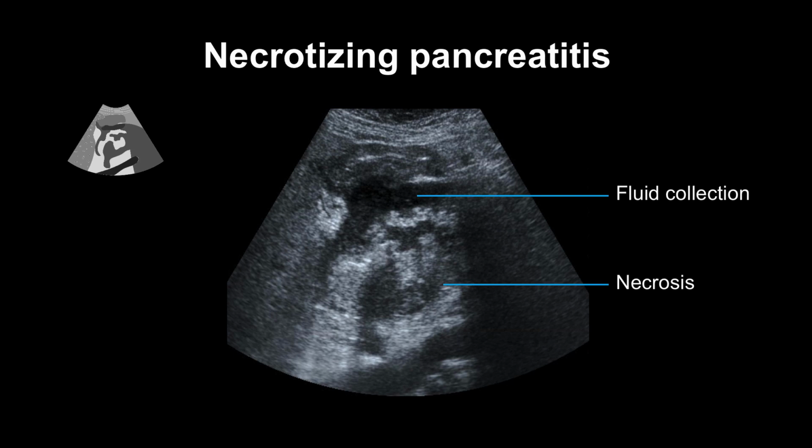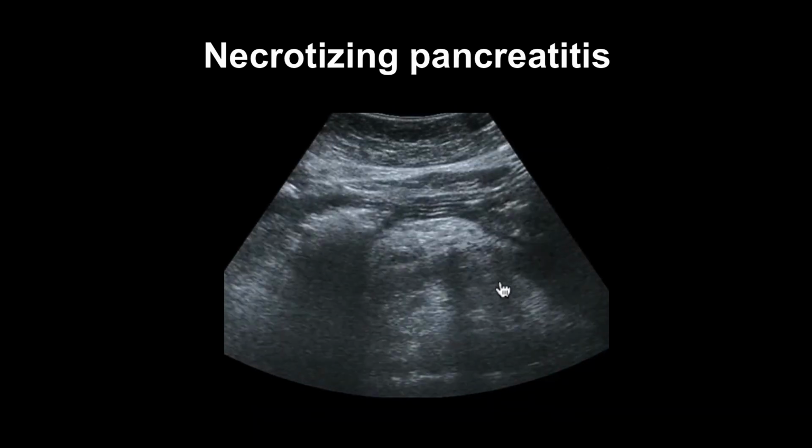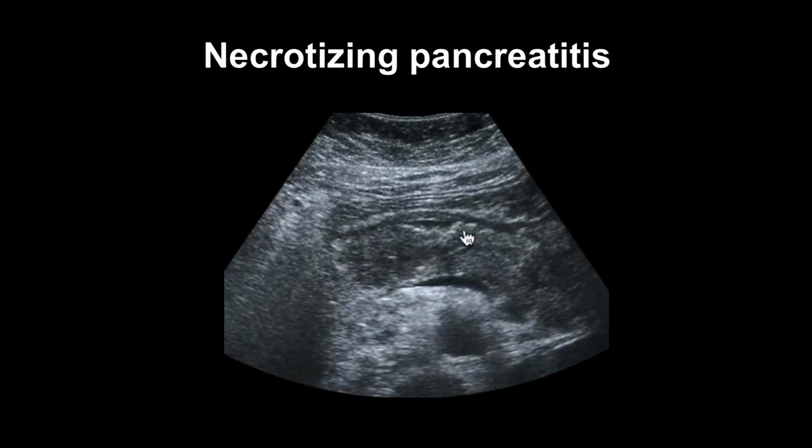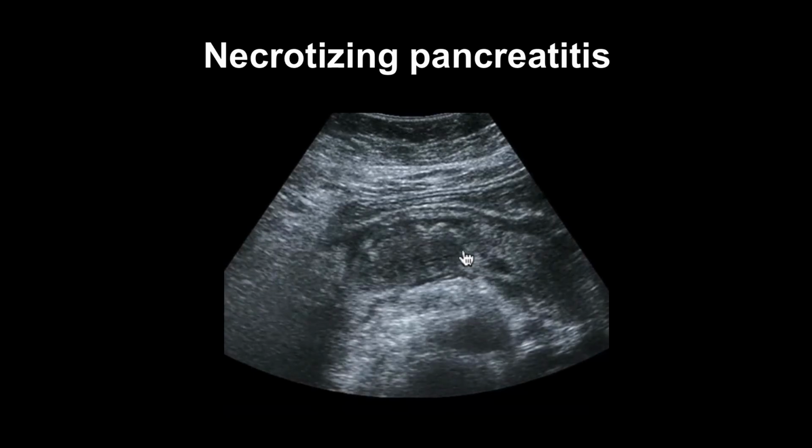When we put on color Doppler, necrotic tissue also shows no vascularity. Take a good look at these different aspects of necrotizing pancreatitis. In this video, we see that the pancreas is heterogeneous. We see small fluid collections around the pancreas organ, and we see a distended pancreatic duct.